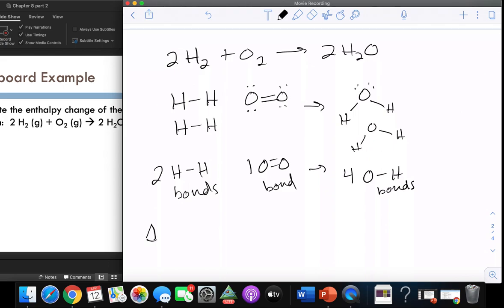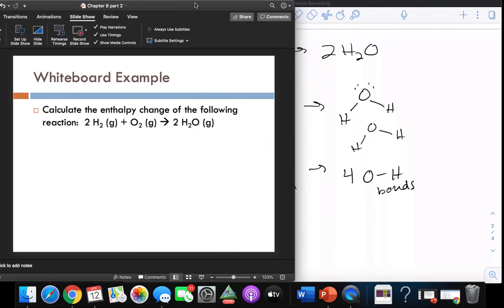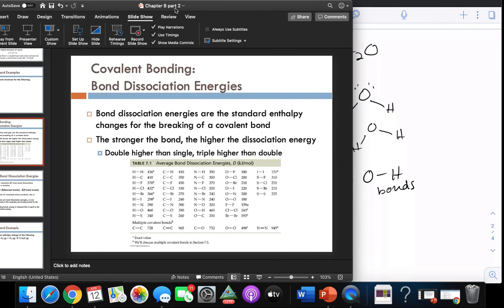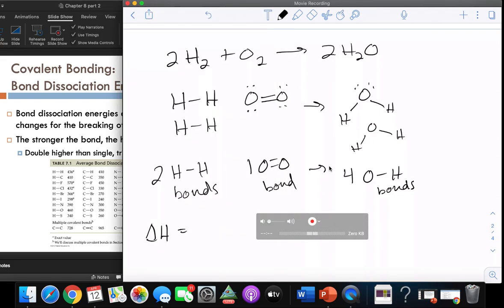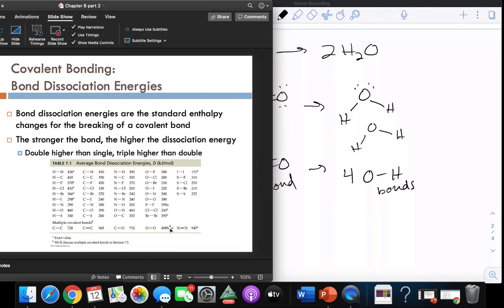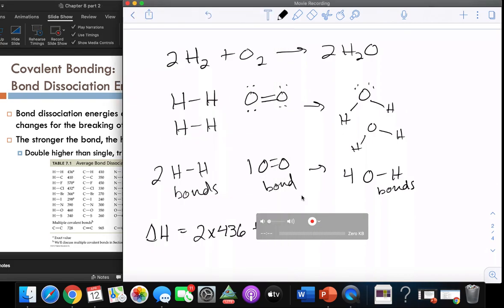So how I'm going to calculate delta H is I'm going to use the bond energies that were in the table a couple slides ago. So I'm going to pull up the tables here, and that's where I'm going to pull my numbers from. If I go back to my table here, I'm going to look for the hydrogen-hydrogen bond, which is 436. So back here in my problem, I'm going to have 2 times 436, reactants first. And then I have an oxygen-oxygen double bond, which from the table is 498. So plus 498 times 1, because there's the one O2.